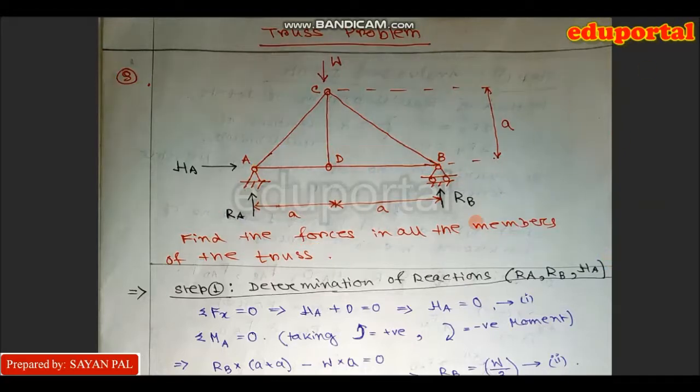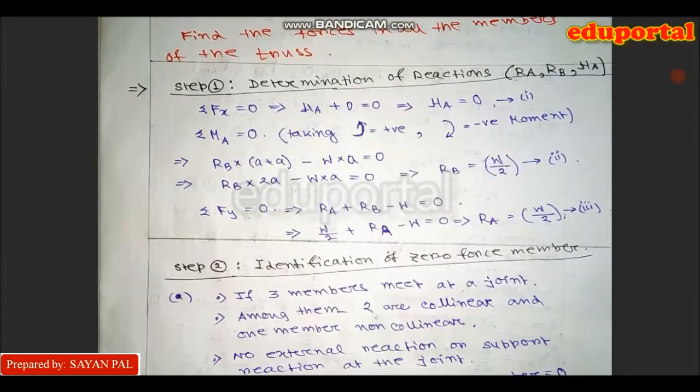Now let's go for the solution. The first step is determination of reactions. They are RA, RB and HA. We have the equation summation Fx equal to 0, that is, summation of horizontal forces equal to 0. The only horizontal force available is HA, so HA plus 0 is equal to 0. So we can conclude that HA is equal to 0, that is, the horizontal reaction at joint A is equal to 0.